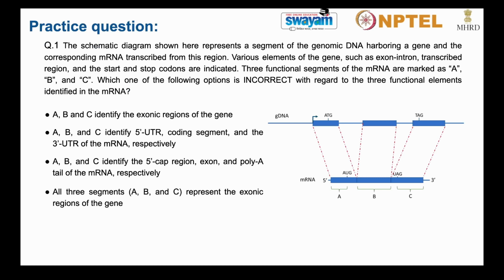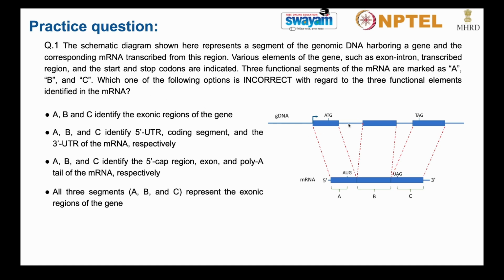So let's start with our practice problem 1. The question says it is a schematic representation. The diagram shown here represents a segment of genomic DNA harboring a gene and the corresponding mRNA transcribed from this region. Various elements of the gene, such as intron, exon, transcribed region, and the start and stop codons are indicated. Three functional segments of the mRNA are marked as A, B, and C. Which one of the following options is incorrect with regard to the three functional elements identified in the mRNA?